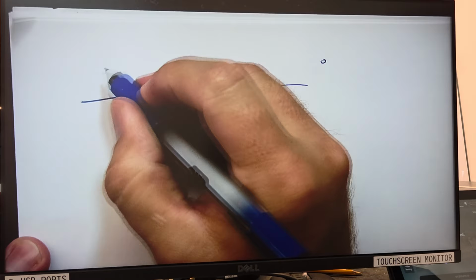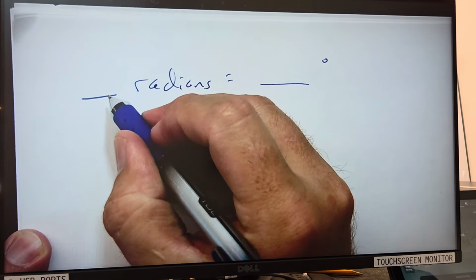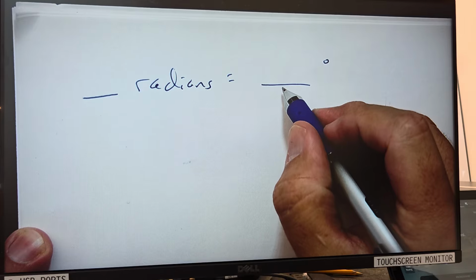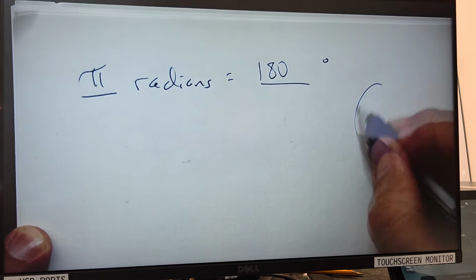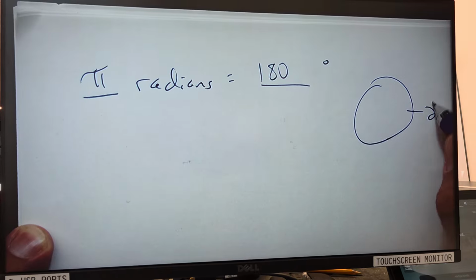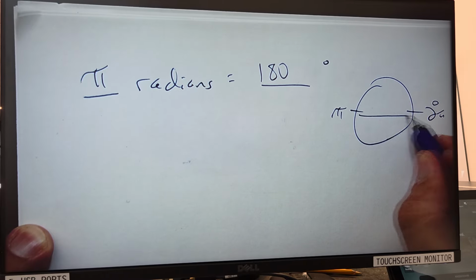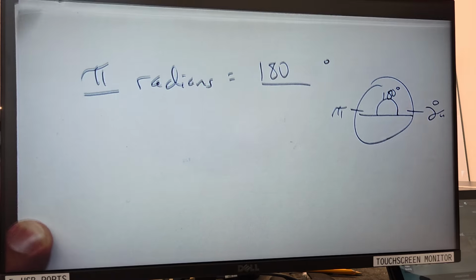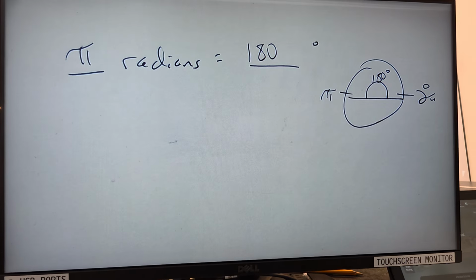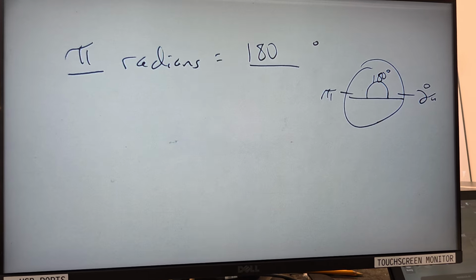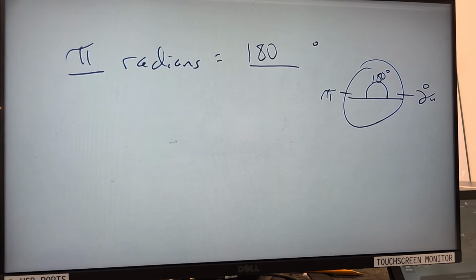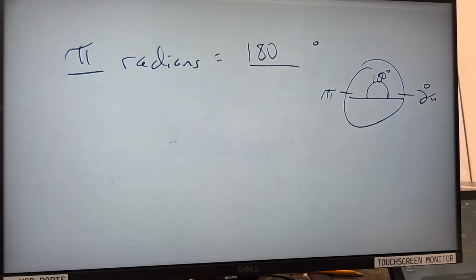So anybody remember how many radians make how many degrees? Pi radians makes 180, because all the way around is 2 pi, so halfway is pi, but halfway is also 180 degrees. So pi radians goes through the same angle as 180 degrees. And that, of course, is how you translate from radians to degrees or vice versa. Are you guys with me?